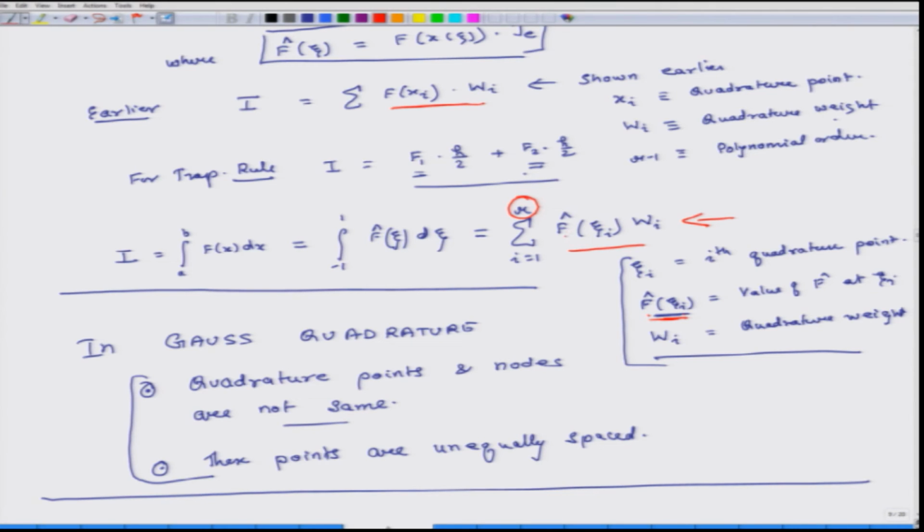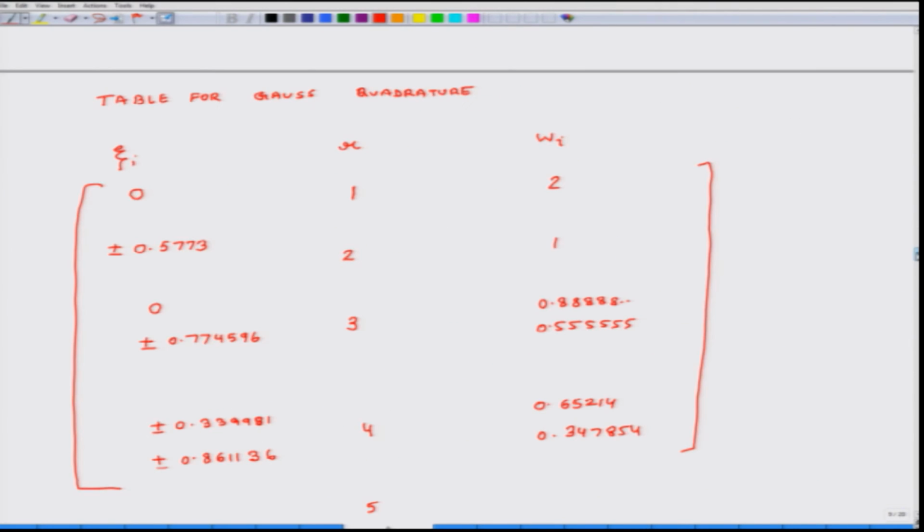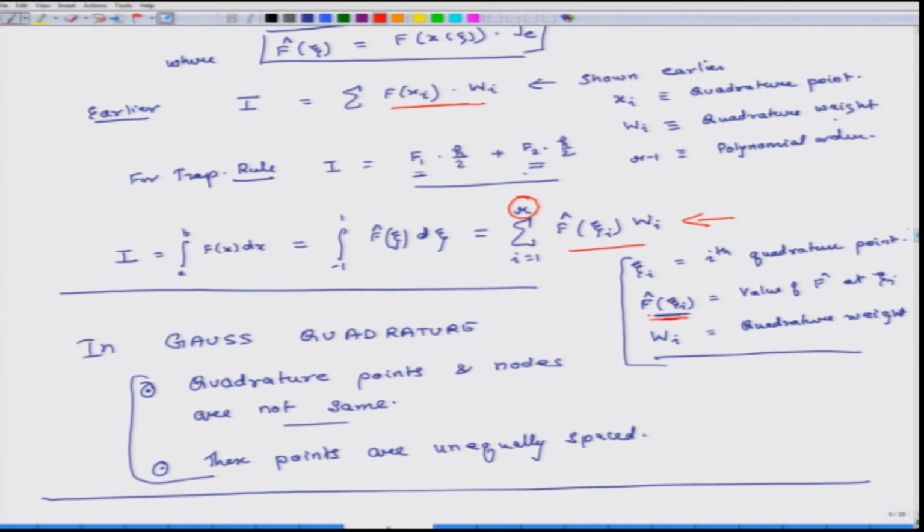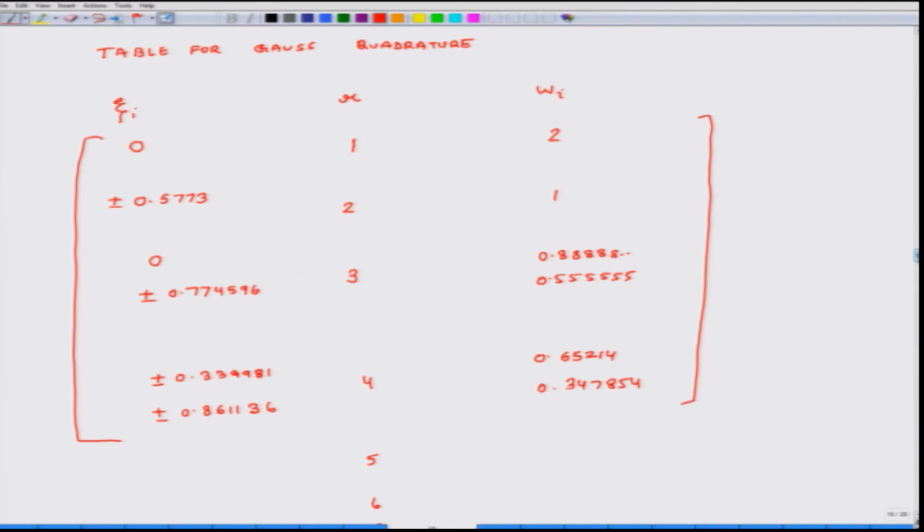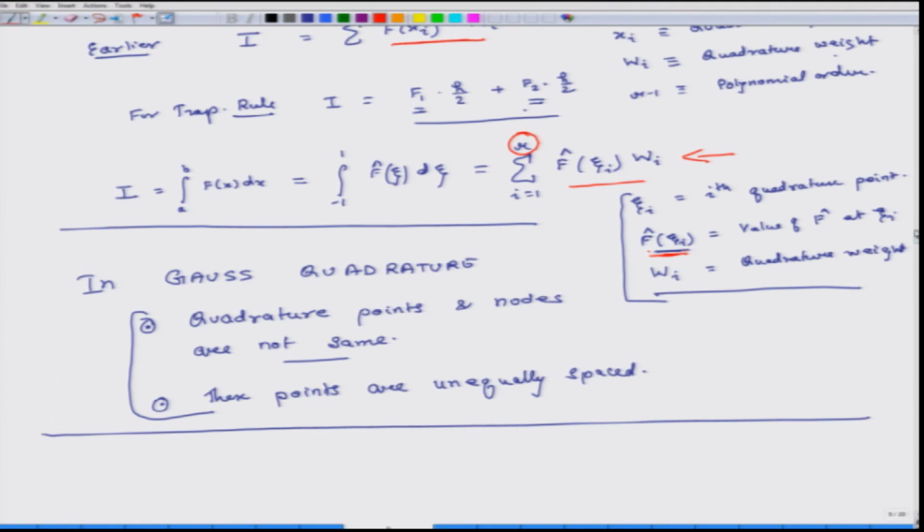All you have to do is find out this value of f hat at the Gauss quadrature points, multiply that by wi, where wi is given here, and once you have multiplied it by wi, those products you add up and you will get your integral.